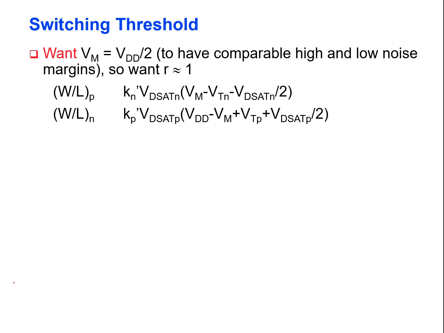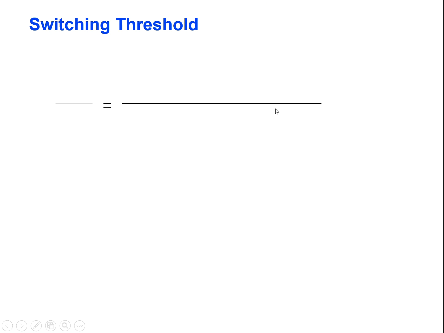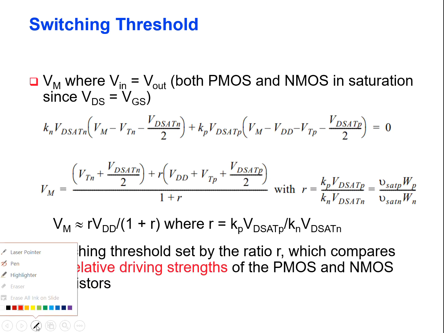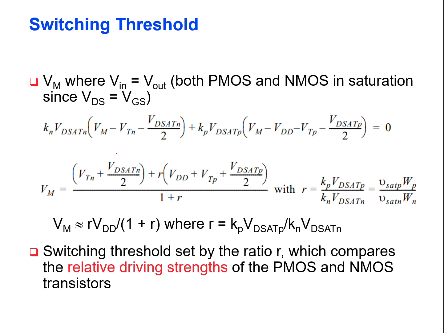Now to derive your switching threshold with respect to the middle voltage. To derive this middle voltage with respect to VDD alone, you consider the previous equation that is equated here. See, it is Kn into VDS saturation into Vm minus Vtn minus VD saturation N divided by 2.